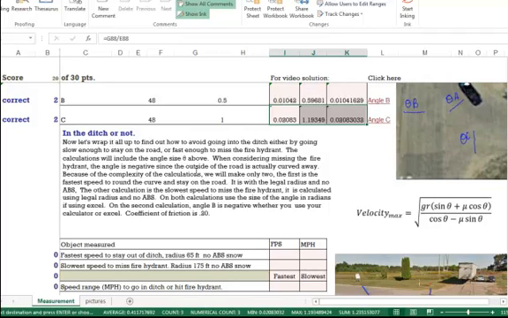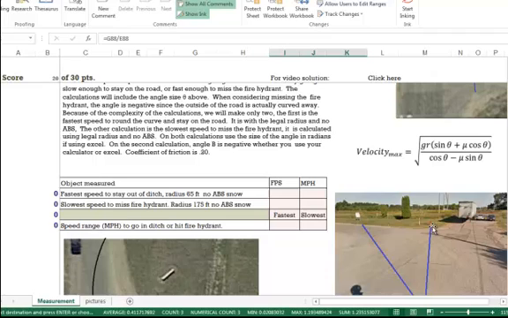Because of the complexity of the calculations, we will only make 2. The first is the fastest speed to stay out of the ditch if you have snow and no ABS. The other calculation is the slowest speed to miss the fire hydrant. On both calculations, use the size of the angle in radians if you're using Excel. In the second calculation, angle B is negative.